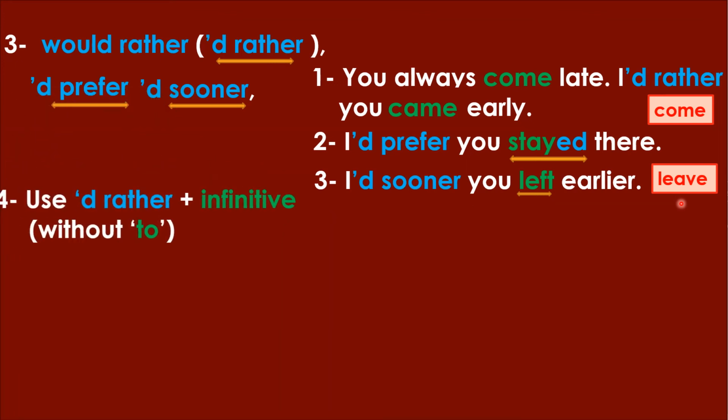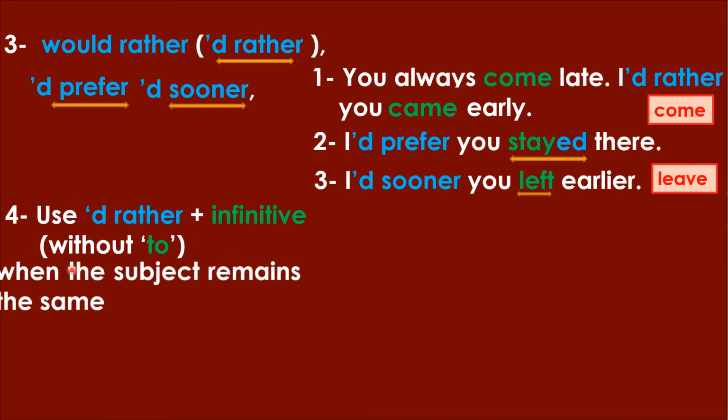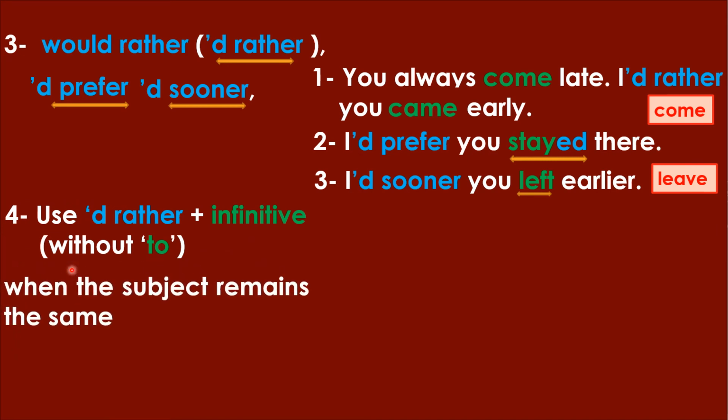Okay, what if you have a sentence in which the subject is only the same, or it's only one subject? I mean, it is the same. If the subject is the same in a sentence, and you are using would rather or 'd rather, you use the infinitive after would rather or 'd rather. Okay, let's see this case.